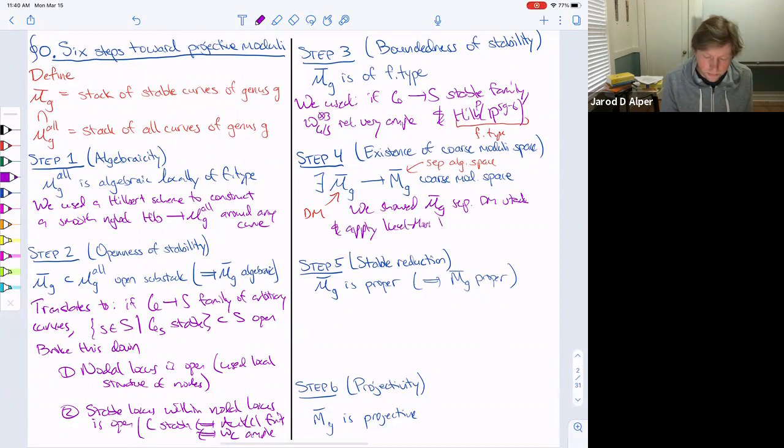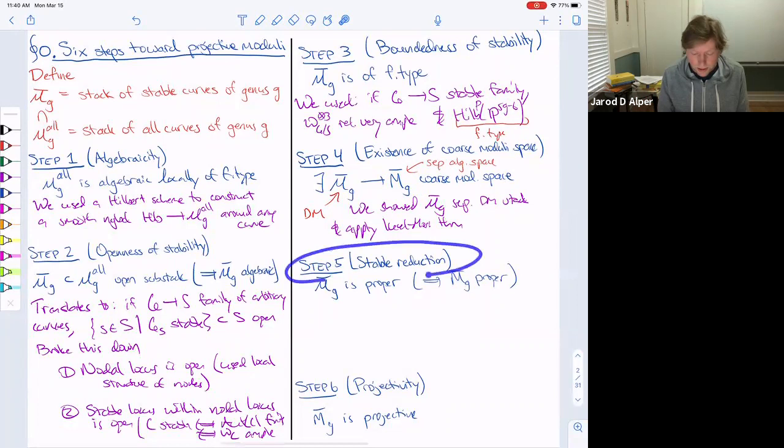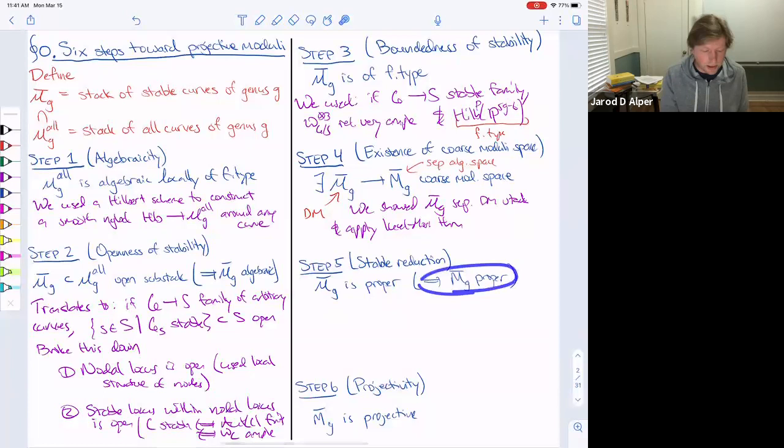Right, and that theorem produces a coarse moduli space, where we've now written it without the calligraphic font, just a Roman font, this MG bar. And this is now a separated algebraic space. And then another key step, in addition to the Keel-Mori theorem, and one of the main theorems of the class, was stable reduction, which we just showed in characteristic zero. The MG bar is proper, and that implies that the coarse moduli space is also proper.